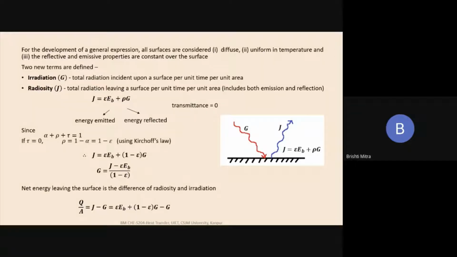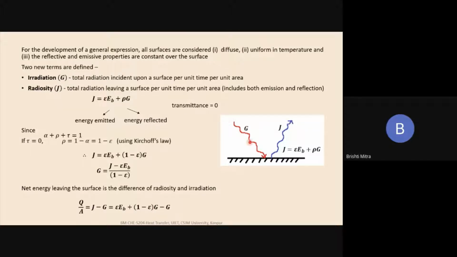Again from where we had stopped in the last class, I had introduced two new terms or ideas: one was irradiation and one was radiosity. So just to start again, what was irradiation? Irradiation was the total energy or incident radiation which was incident on the surface. Whatever was coming on the surface was known as irradiation, and whatever was leaving the surface was known as radiosity.